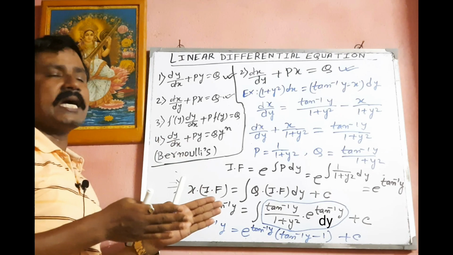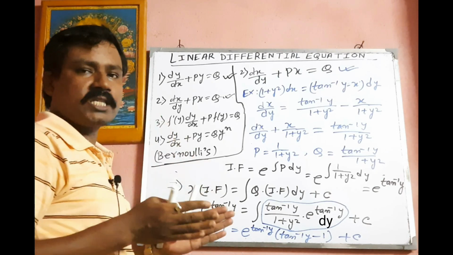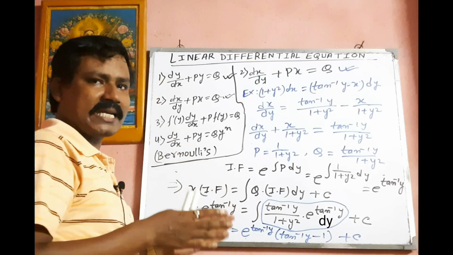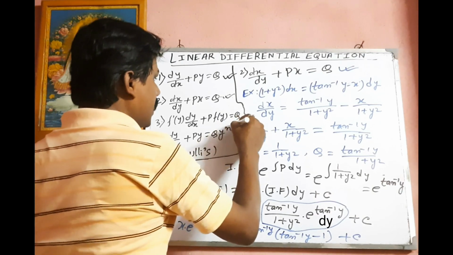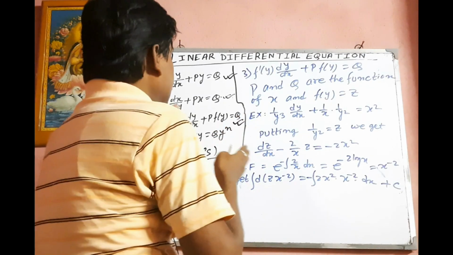Now this is the complete second example. So this is the complete second kind. Now we move to the third kind. Now we are discussing the third kind.